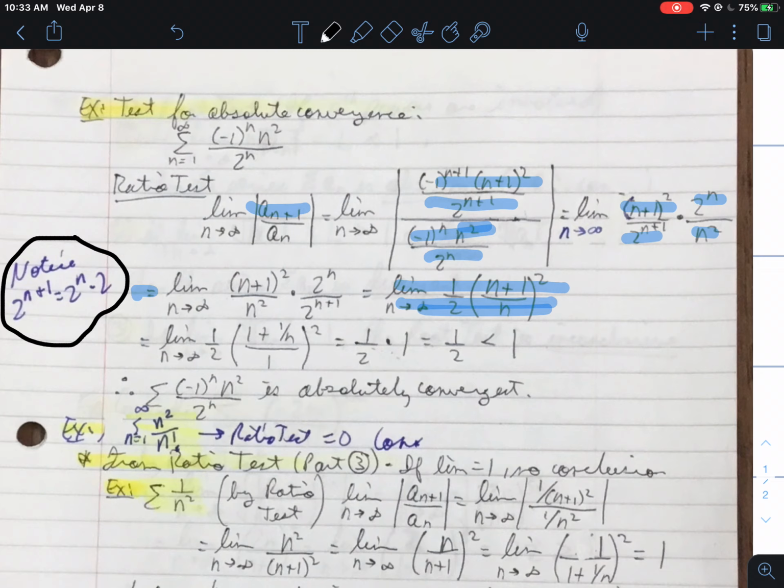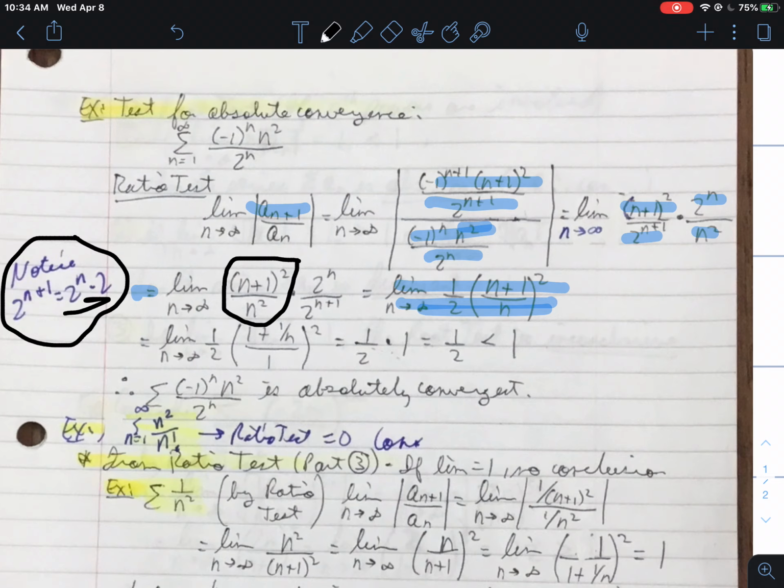And then I took the n plus 1 squared over n squared and just combined that all under one exponent, right? That's our basic rule of exponents. N plus 1 over n all squared. And then with 2 to the n plus 1 being equal to 2 to the n times 2, we could divide out that 2 to the n, leaving us with 2.